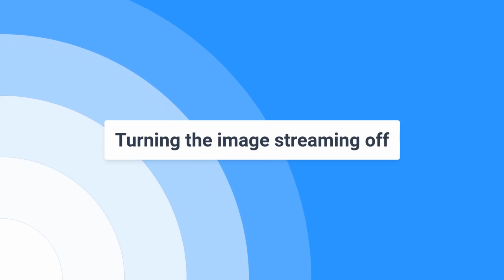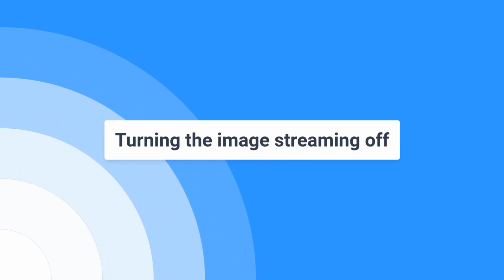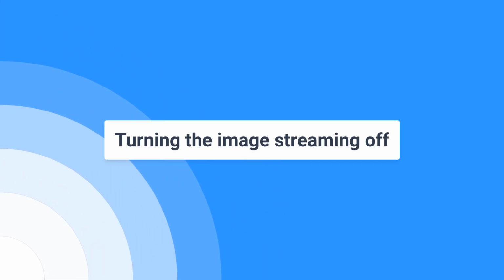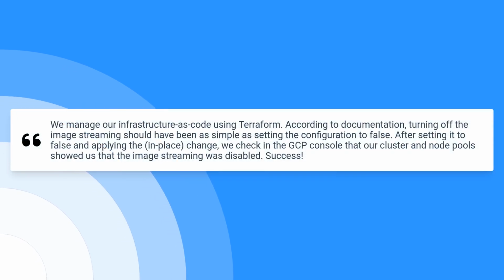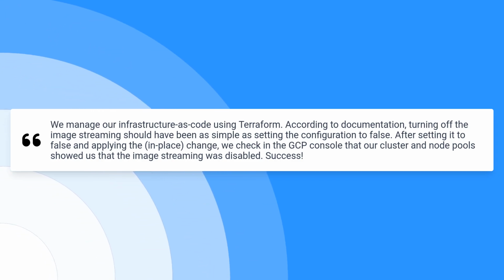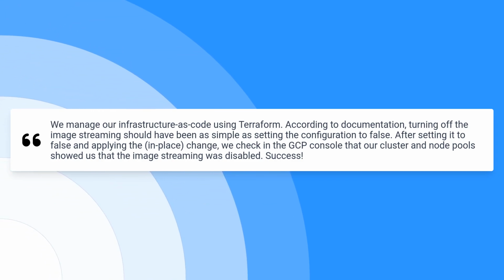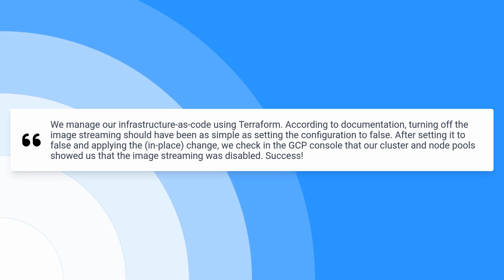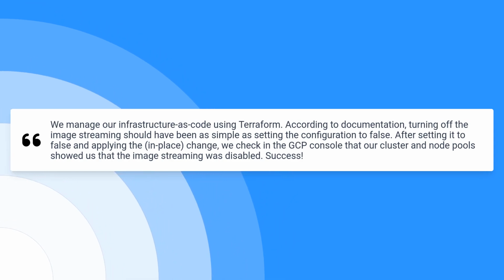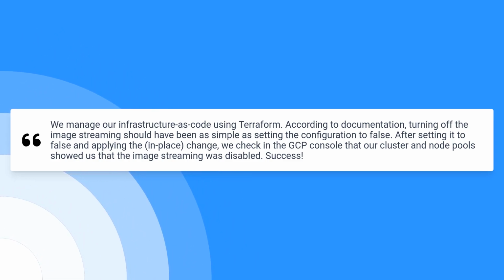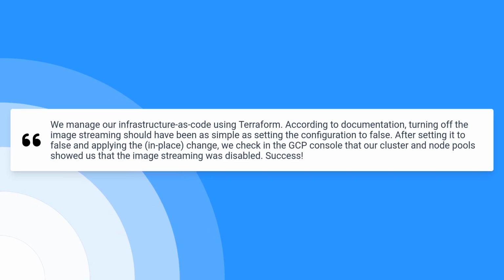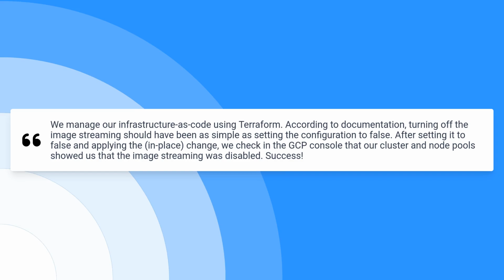We toyed with the idea of separate node pools or clusters, but ended up choosing the route with minimal overhead and maintenance. We manage our infrastructure as code using Terraform. According to documentation, turning off the image streaming should have been as simple as setting the configuration to false. After setting it to false and applying the in-place change, we checked in the GCP console that our cluster and node pools showed us that the image streaming was disabled.